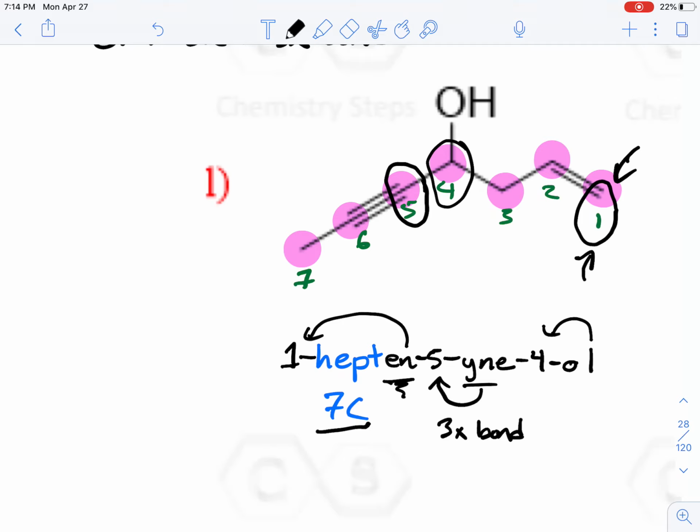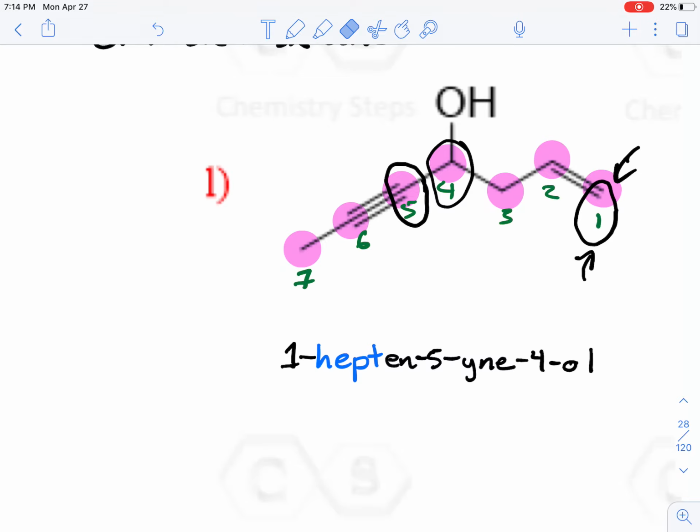So this is going to be 1-hepten-5-yn-4-ol. Okay. So this would be the name of this substance. Kind of complex.